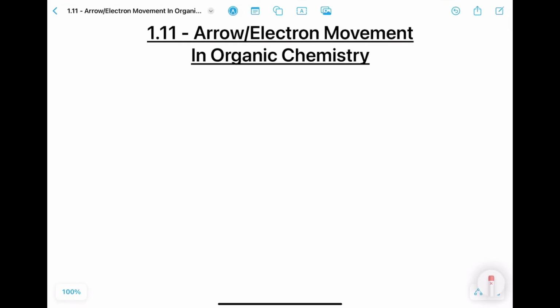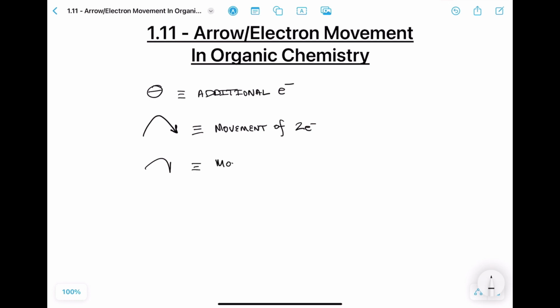I want to take a moment to introduce arrow pushing. In organic chemistry, we know that a negative charge means an additional electron. So whenever we have a negative charge, that means an additional electron. And we also know that an arrow movement represents the movement of two electrons.